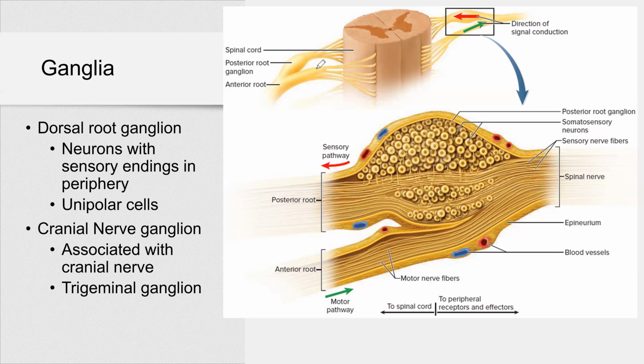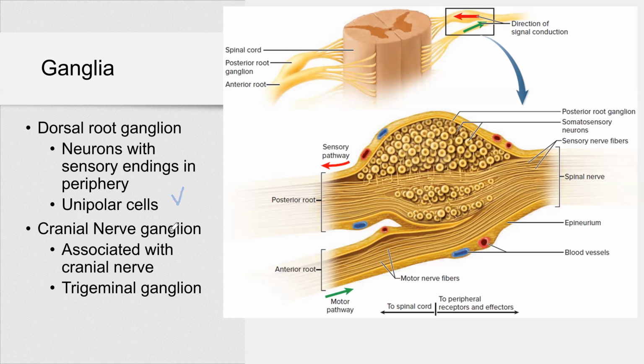So back to this diagram. We have the anterior root and the posterior root, and those roots make your spinal nerves. Now in the posterior root, you have a structure called the posterior root ganglion. So this is how it looks, and this is where we have the cell bodies of sensory neurons, unipolar cells.